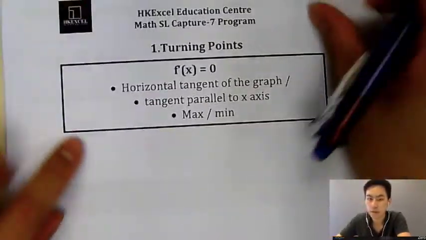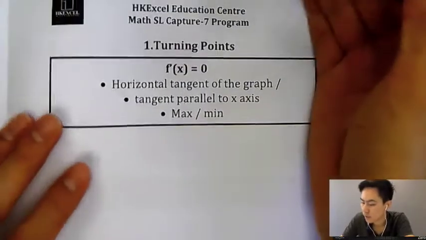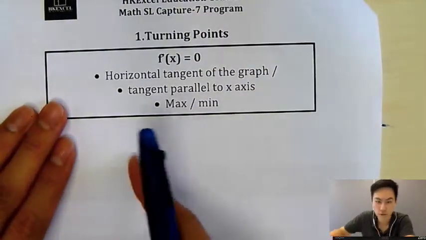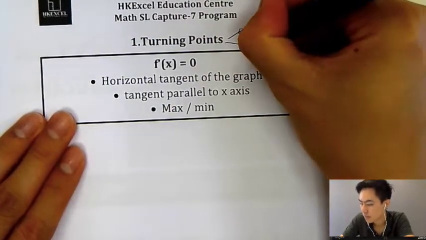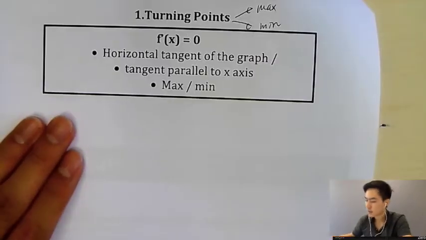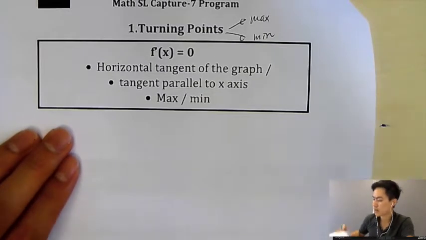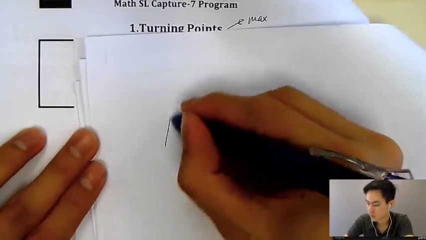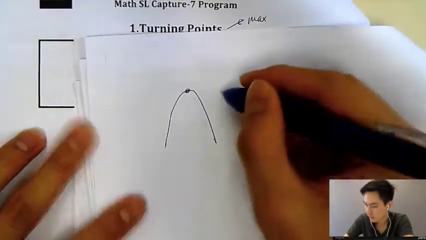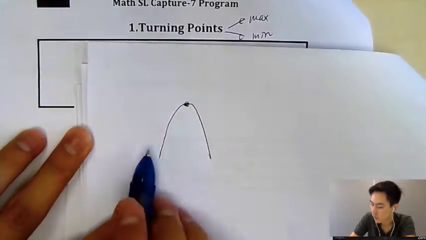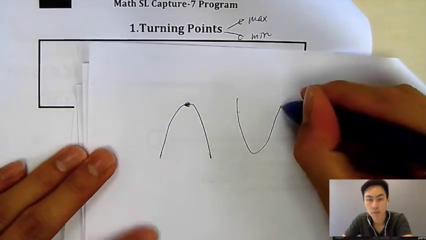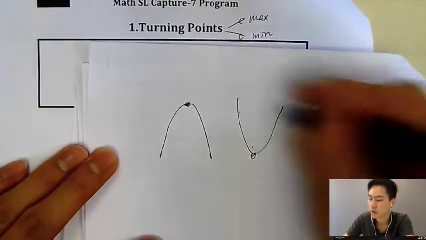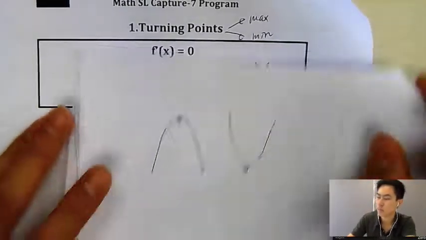First page, turning point. What does it mean by turning point? We all know that a turning point is where there's a turning. It means that it is a maximum or minimum. Turning point can be either maximum or minimum. Why is that? Because there's a turning point like this: going up and then turning down, or going down and then going up. That's why this is what we call a turning point, and why it can be maximum or minimum.